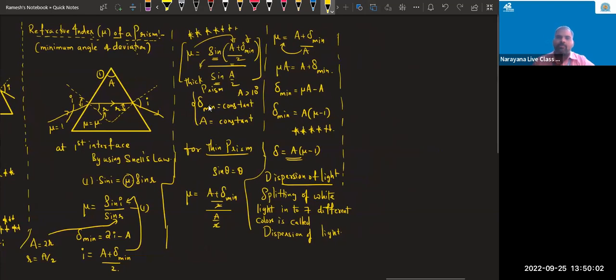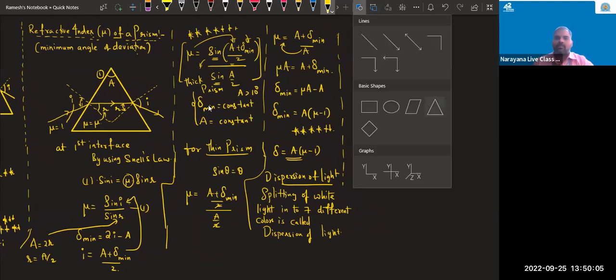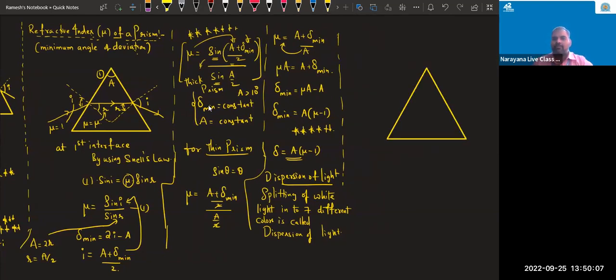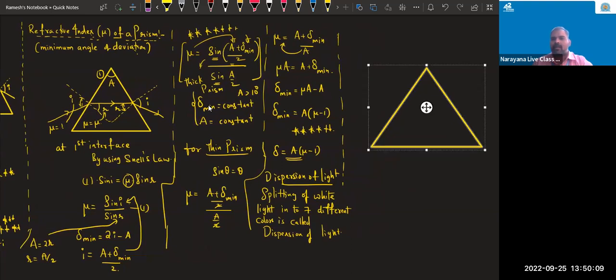If you see the dispersion phenomenon, this is any prism. Actually, I am taking a thin prism, student. But if I draw the thin prism, you cannot see it, and I cannot describe the splitting. So I have intentionally taken a magnified thick prism only. But actually, the prism is a thin prism only. See this white light incident like this.